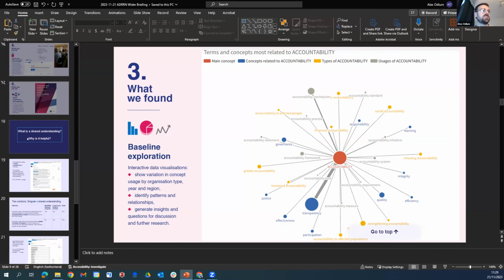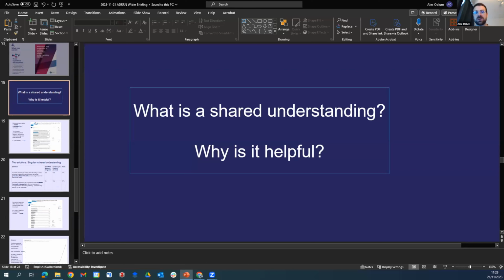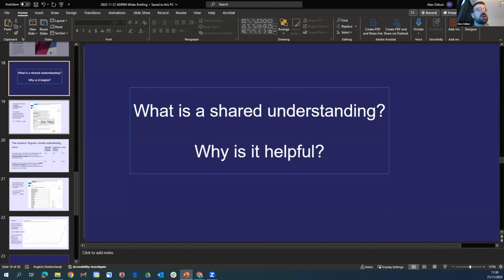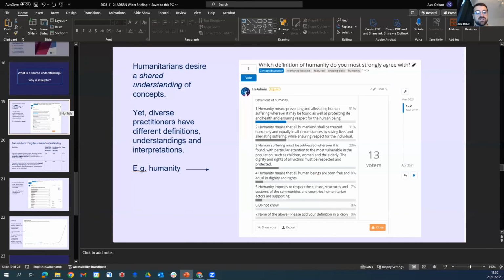I wanted to make a brief point about why it is actually important to develop a shared understanding from all these diverse perspectives. And I have a few slides that might just elaborate on that. So we hear this all the time that humanitarian organizations and practitioners would love to have a shared understanding of concepts. There's a big debate all the time, now in relation to Gaza, on what does neutrality mean, or in Ukraine, that was another key debate. It can mean different things in different contexts.